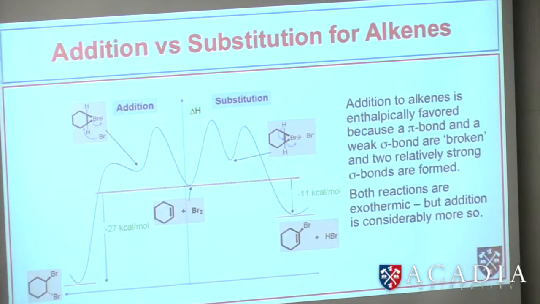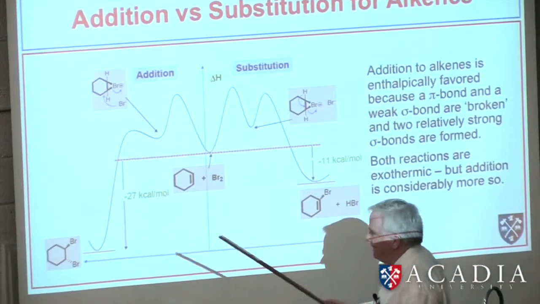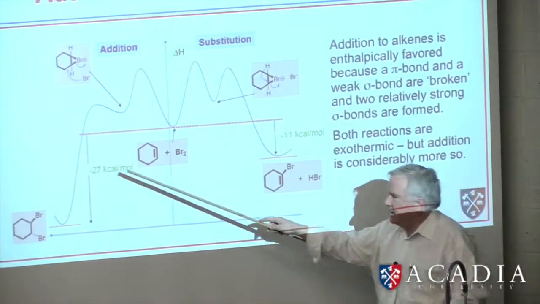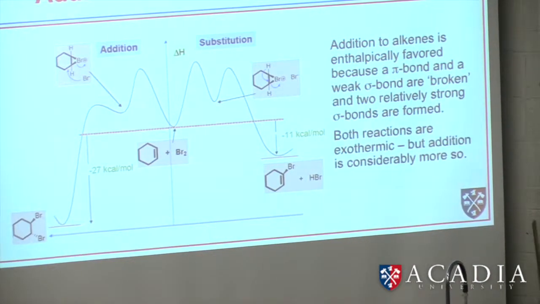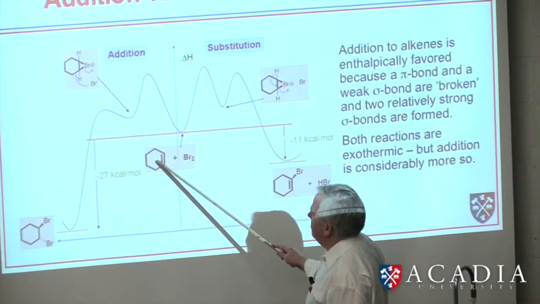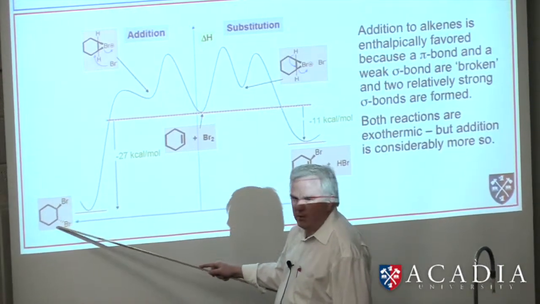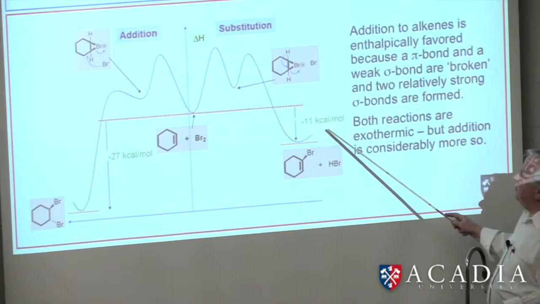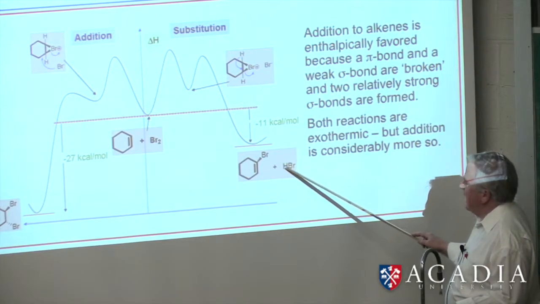Let's take a look at addition versus substitution for alkenes. And here we see that the addition reaction is somewhat favored. Both reactions are exothermic in this case. This is slightly exothermic, and this one is considerably more exothermic. And we really only need to go back to first year chemistry, and we can actually figure out what's going on. Well, in this reaction, we break a pi bond, and we break a weak bromine-bromine bond, and we form two strong carbon-bromine bonds. So this is quite exothermic. In this reaction, all we do is break our bromine-bromine bond and form a hydrogen-bromine bond.